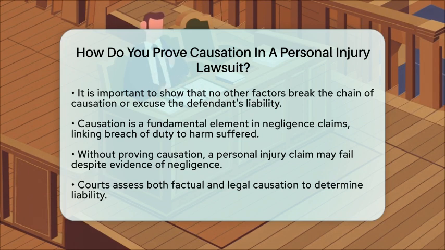In summary, proving causation requires showing that the defendant's negligent act was both the actual cause and the proximate cause of your injury. This is supported by evidence that connects their conduct directly to the harm you experienced. Understanding these elements is essential for building a strong personal injury claim.